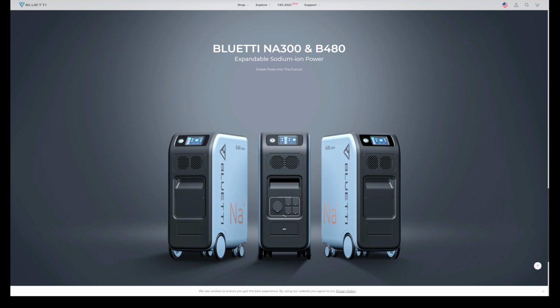Let me know, what do you think of these new sodium ion batteries and the other products that Bluetti came out with as well? I like the way the products are coming out because it gives an opportunity for different entries in the market and really expands the platform with new technology. It's something I'm always very interested in as well.